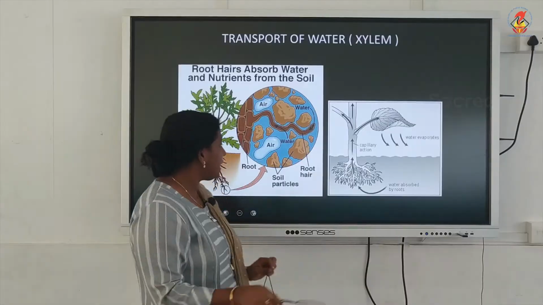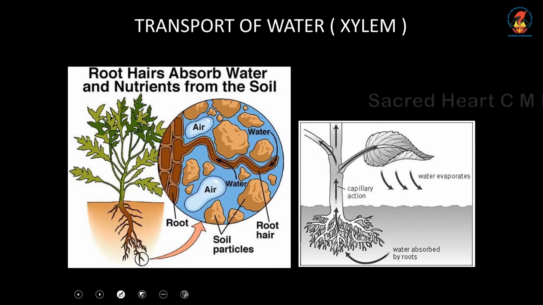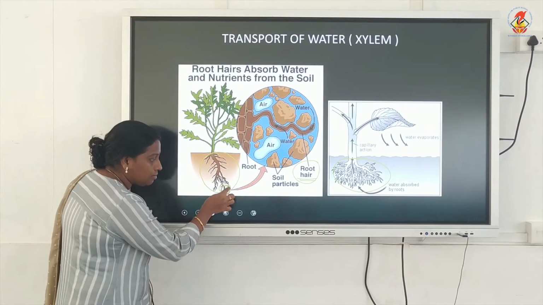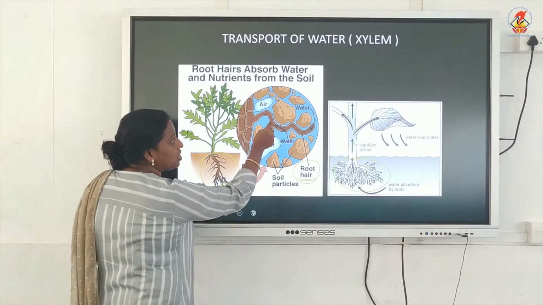Now, see this diagram. In both these diagrams, just observe the part of the root here. See here, this root section, here also the section of the root. You can see so many tiny branches on the root, isn't it? These finer small branches on the root, you call them the root hairs. A small section of this root hair along with the soil is enlarged and shown here in this diagram.